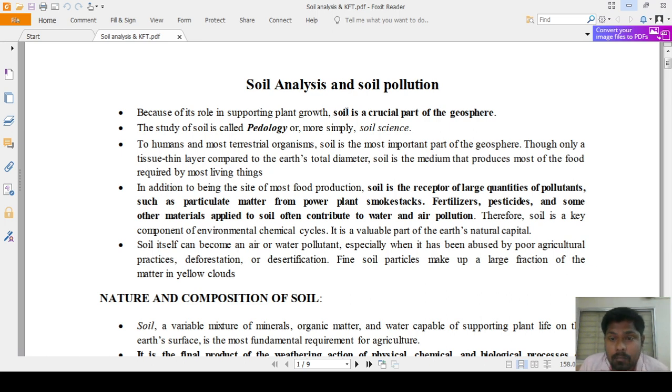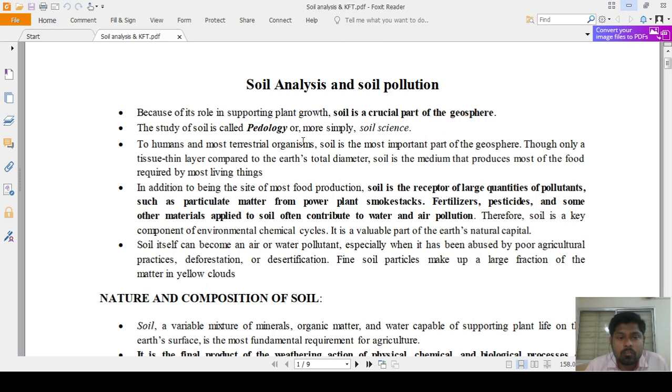Soil is a part of the geosphere, and the study of soil is called pedology. That means the branch of science in which the study of soil takes place is known as the pedology branch, and simply it is also known as soil science. That is important for MCQ purposes.